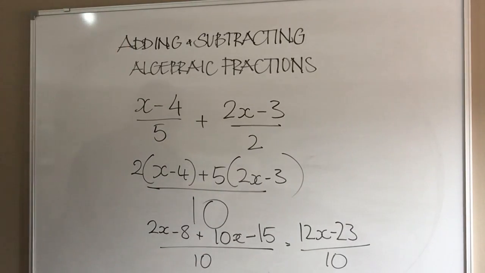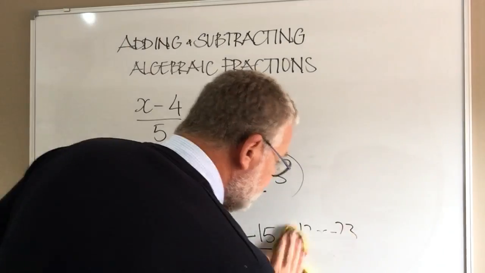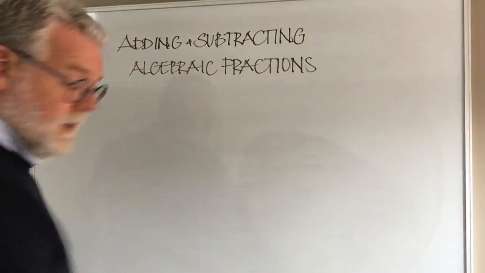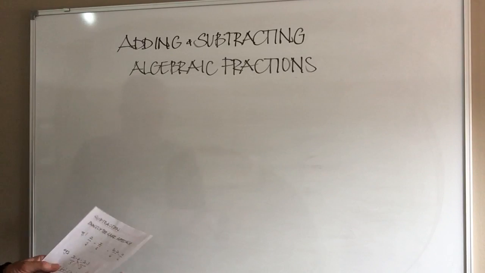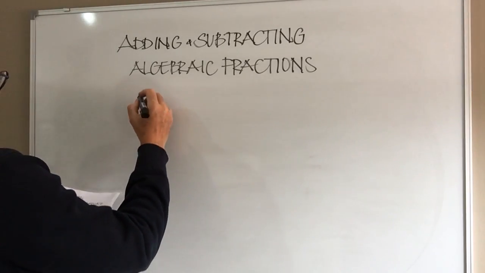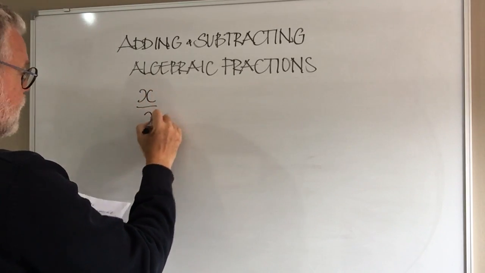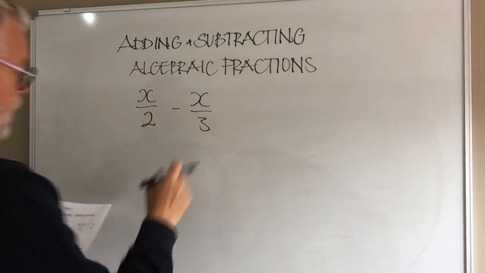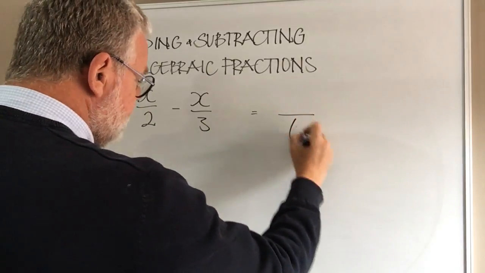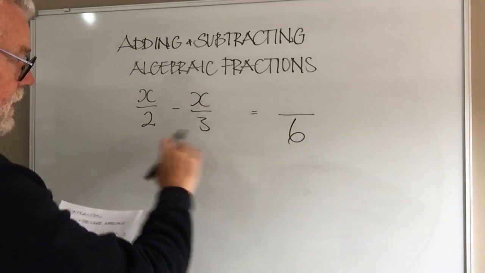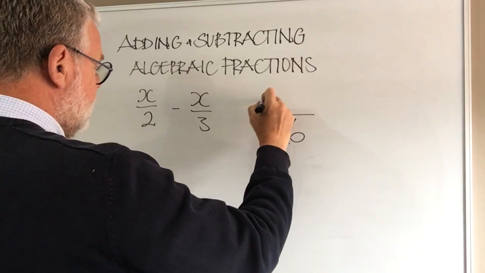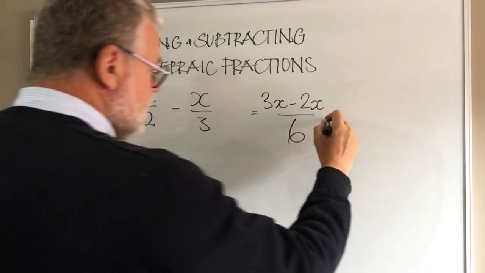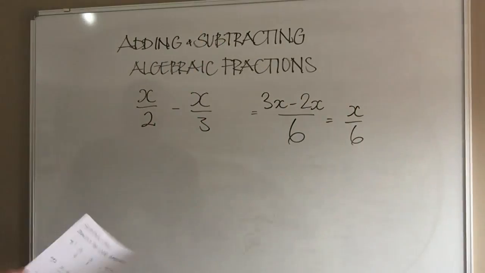Okay, now let's think about subtraction, because that follows exactly the same principle. We've got to find a common denominator, so let's do a couple of simple examples. Let's put x over 2 take away x over 3. Well, you know what we're going to do. We're going to multiply across to give us our denominator, and then we cross multiply 3x minus 2x, so our answer is x over 6.